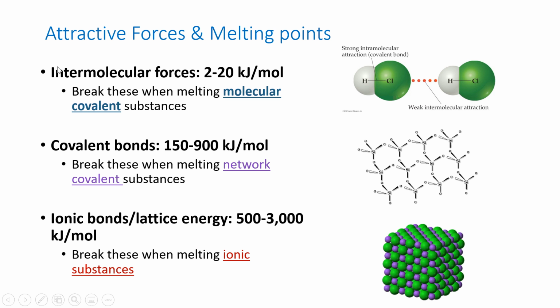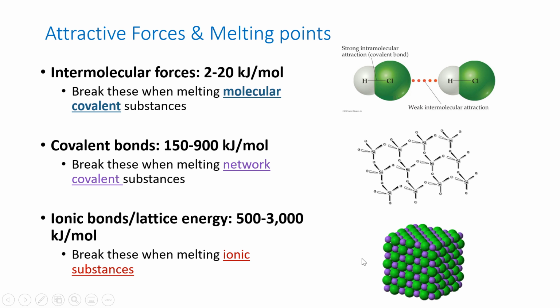And again, here's a side-by-side. If you're considering properties such as melting point, boiling point, surface tension, when you're looking at a molecular substance, you want to consider the strength of those intermolecular forces. That's what's holding the sample together. If you're looking at something that's network covalent, it's those covalent bonds that are holding the sample together. Those take a lot more energy to break, so they're going to have a much higher melting point.